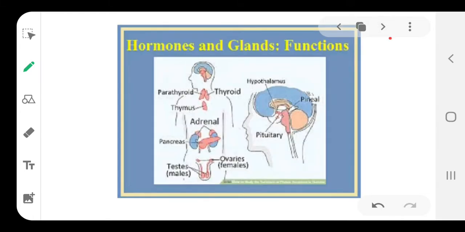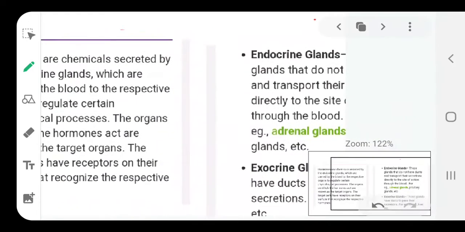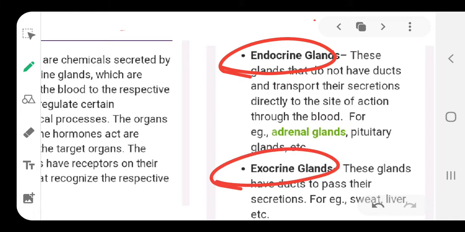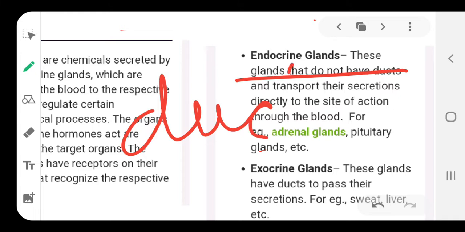Now this is again the same topic that we are going to read about. Let us see what these glands are and how they are differentiated. Basically we have two main types of glands. One is called endocrine, the other is called exocrine. The third type of gland we will read about as the tutorial proceeds. Underline the definition for both types of gland. Endocrine glands do not have ducts. Underline the words, they do not have ducts.